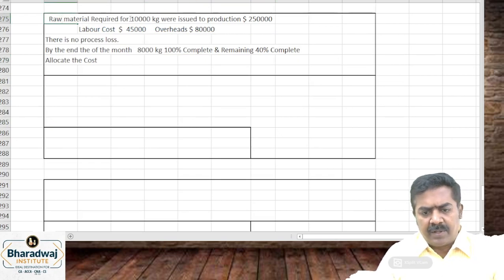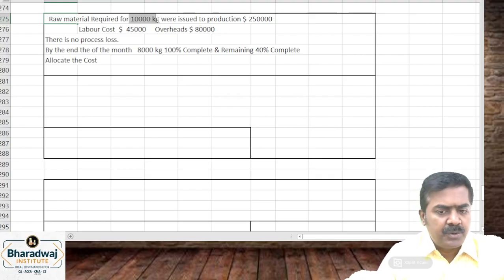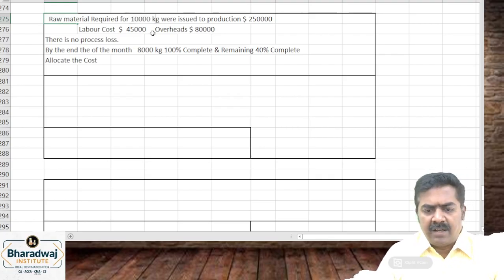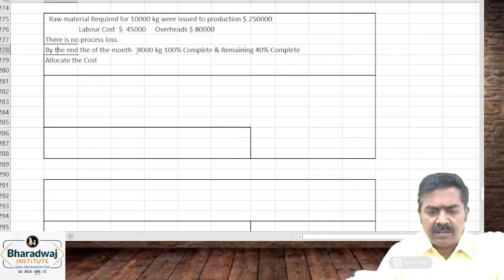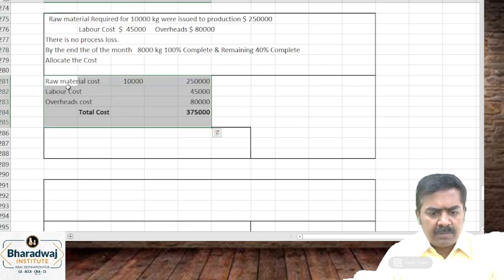Raw material required is 10,000 kg issued for production. Material cost, labor cost, overhead cost is given. There is no process loss, which means no normal loss and no abnormal loss. At the end of the month, 8,000 kilograms of product is 100% complete. The remaining is what? 40% complete. If you work out, what will be the material, labor, overhead cost?